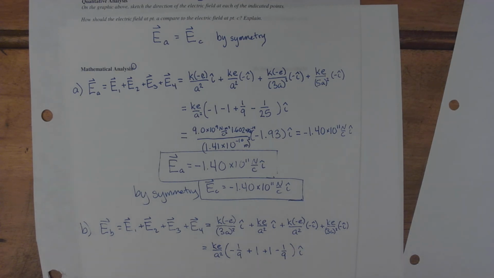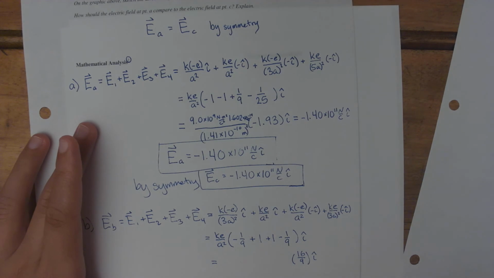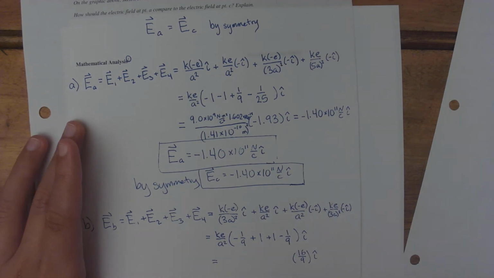16 over 9. I guess I decided to do that because 1 minus 1/9 is 8/9, and 1 minus 1/9 is 8/9, so that's 16/9.